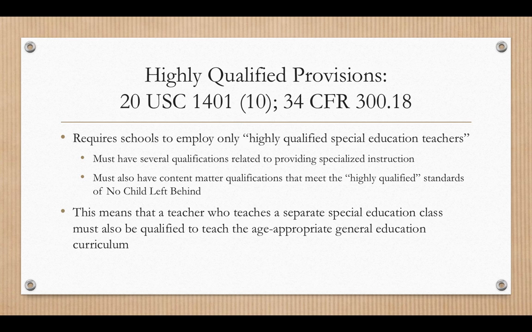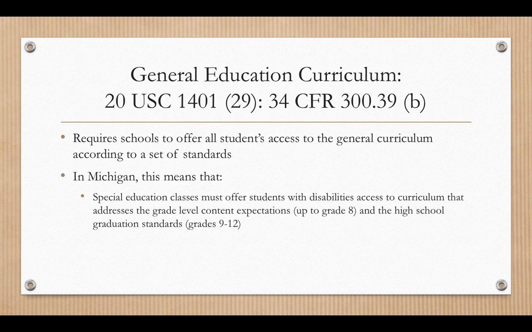general education curriculum. So, general education curriculum requires schools to offer all students access to the general curriculum according to a set of standards. In Michigan, this means that special education classes must offer students with disabilities access to curriculum that addresses the grade level content expectations up to grade 8 and the high school graduation standards, grades 9 to 12.